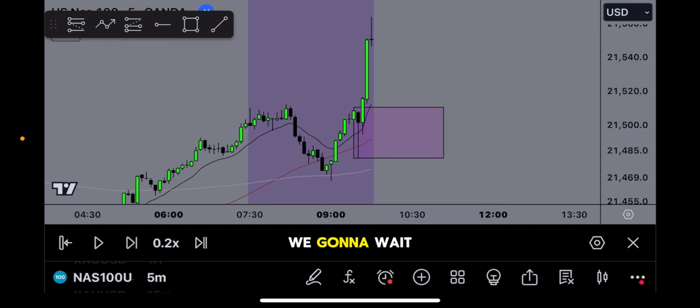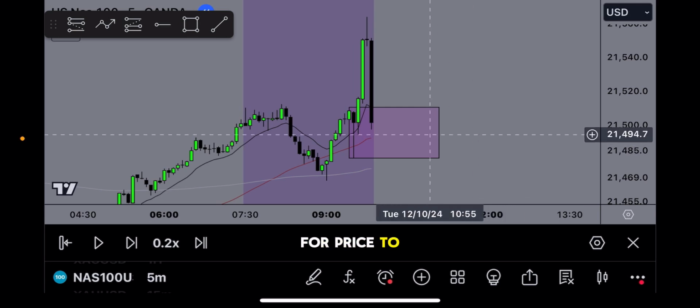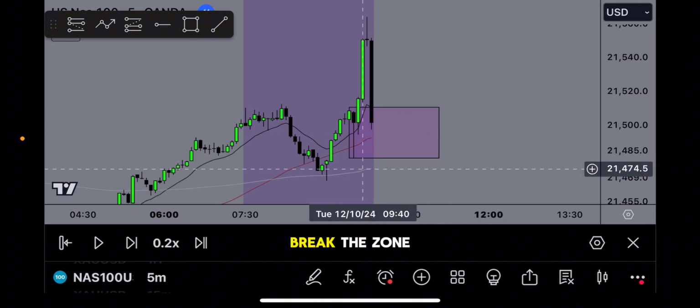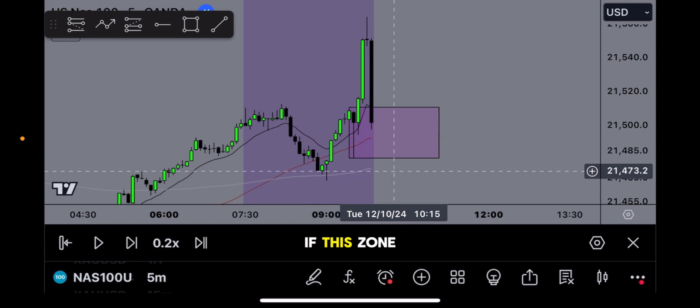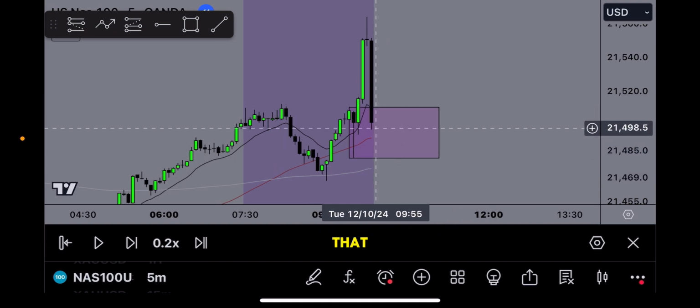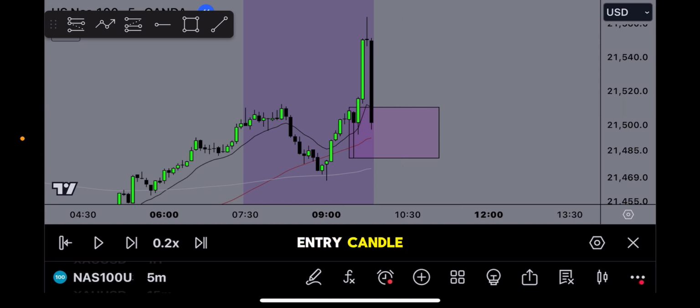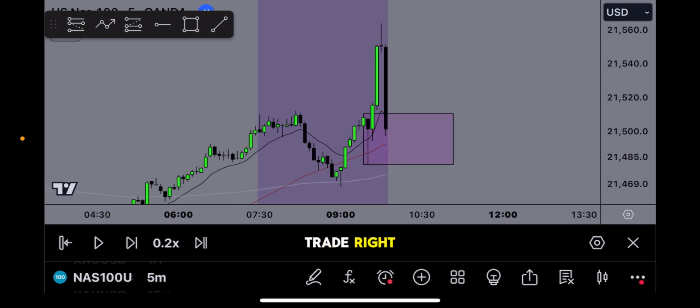So what we're going to do, we're going to wait for price to come back to our zone and clear the gap. Boom, clear the gap. Now, once we see this, we either wait for price to break the zone and tell us if this zone is invalid, or price to begin to reject and tell us that we're about to start going up. And that's when you begin to look for an entry candle so you can get in the trade.